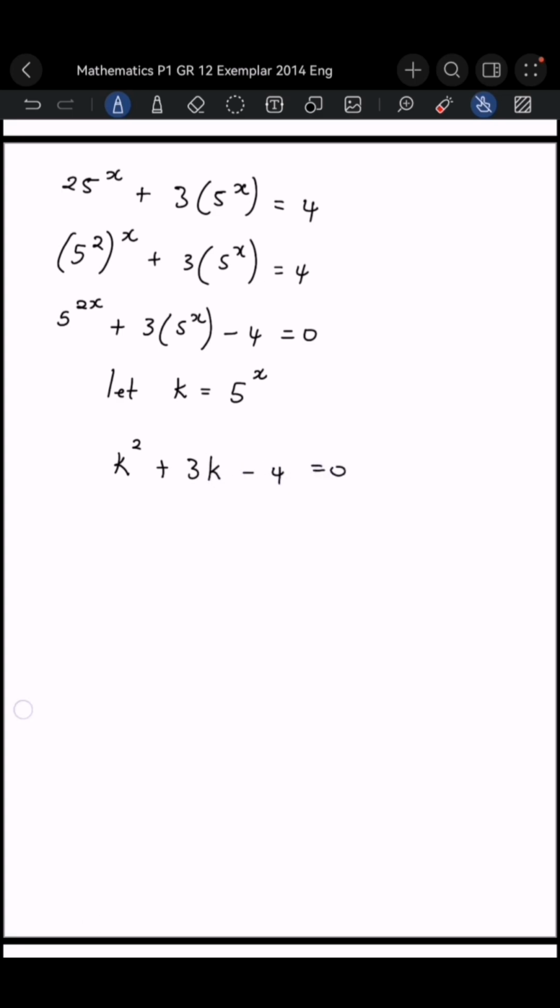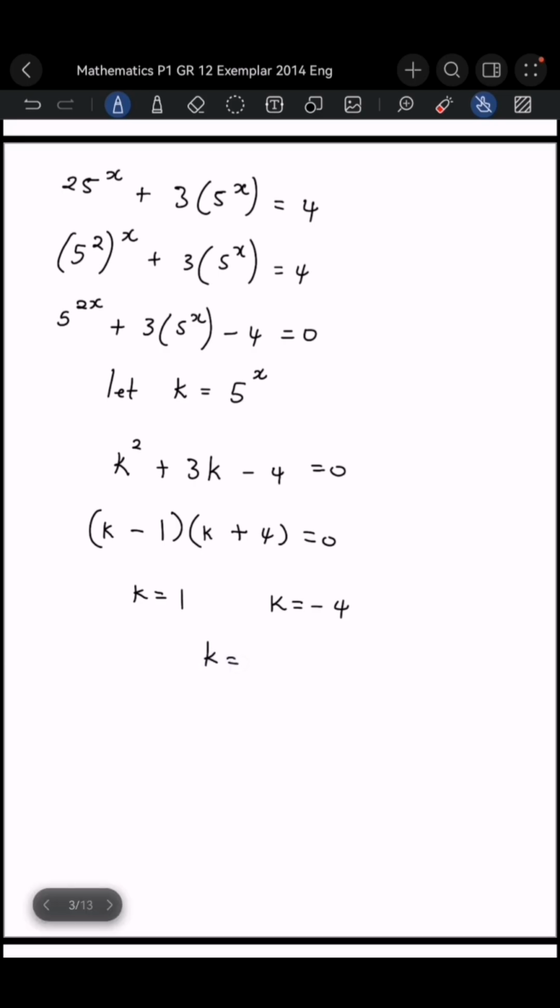You open the bracket, you factorize it. 4 times 1: 4 must be this, and this must be like this. Therefore, k is equal to 1, and k is equal to minus 4. And then we say, therefore, substitute back, since k is equal to 5 raised to the power of x. 5 raised to the power of x is equal to 1, and then 5 raised to the power of x is equal to negative 4. This one does not have a solution.